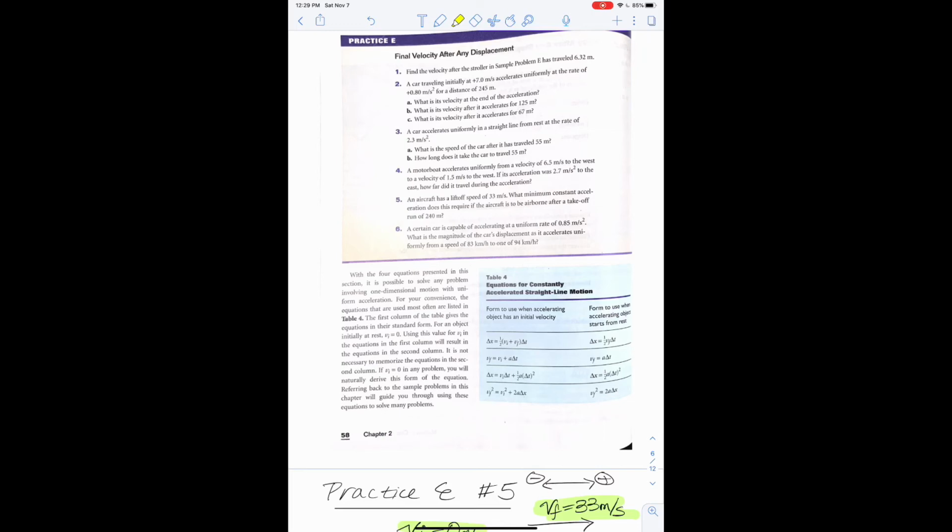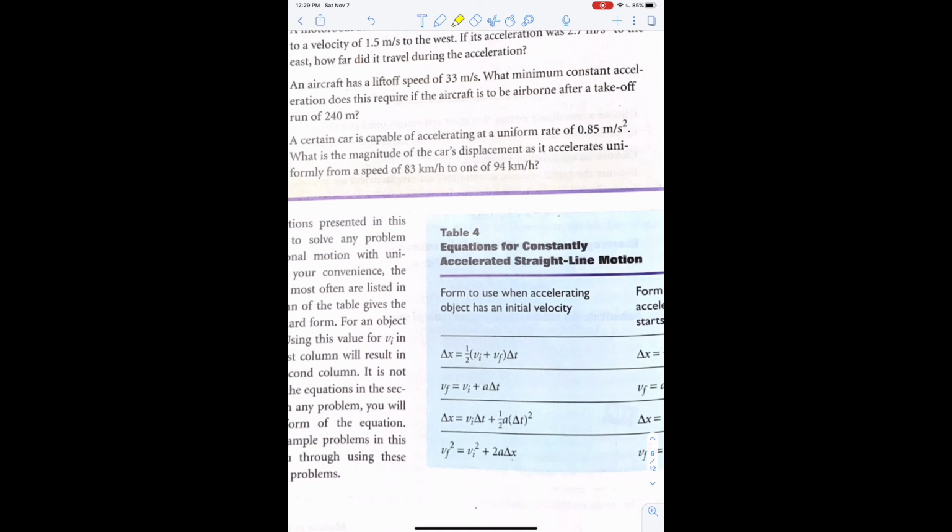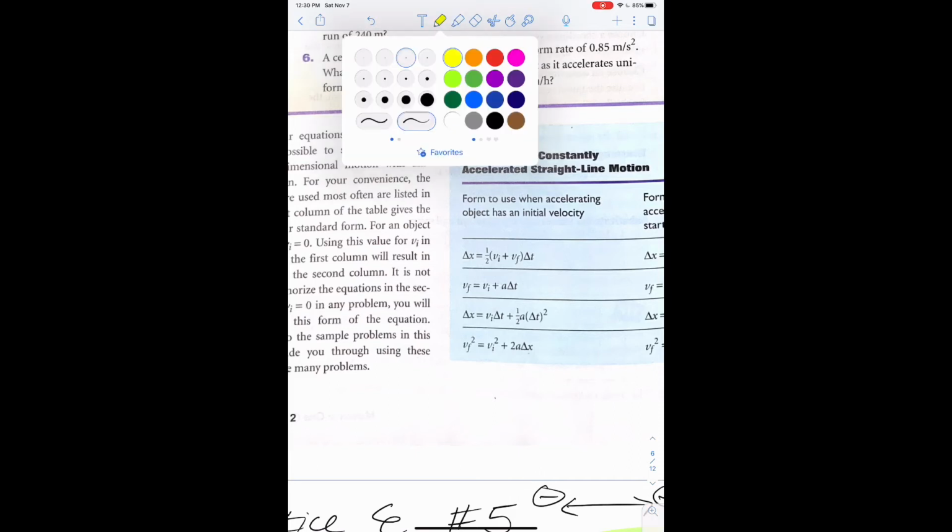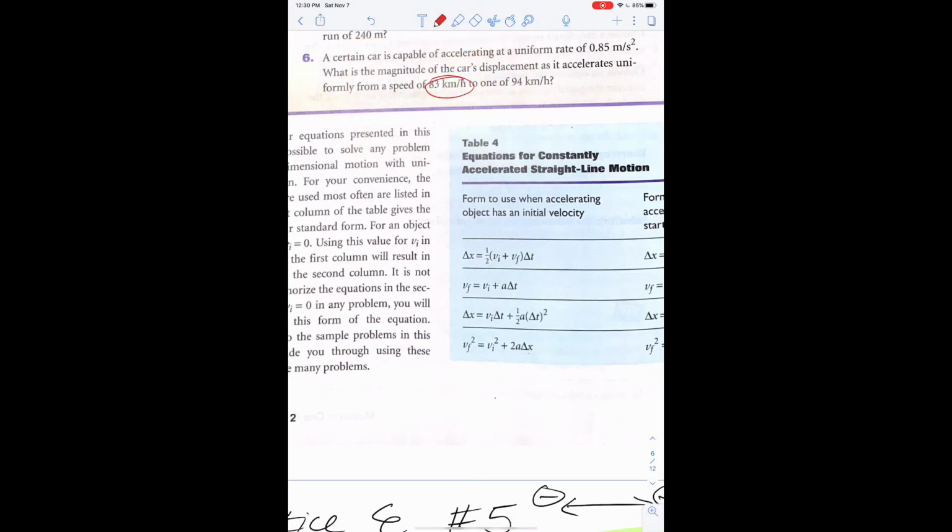A certain car is capable of accelerating at a uniform rate of 0.85 meters per second squared. What is the magnitude of the car's displacement? So I want to know delta x as it accelerates uniformly, a, from a speed of 83 kilometers per hour. We need meters per second. These units have to agree. All right, so we're going to get it to be meters per second.